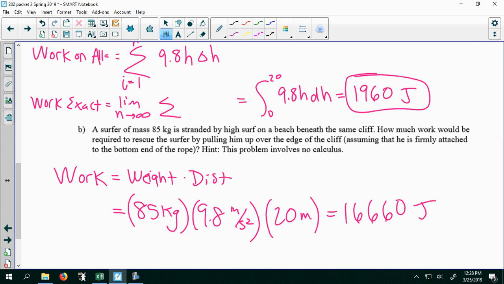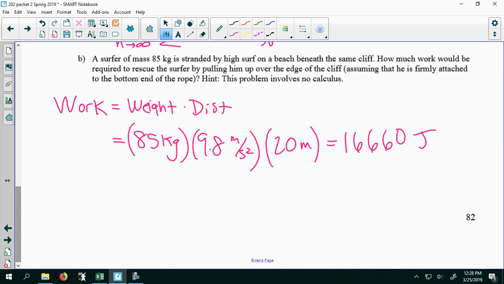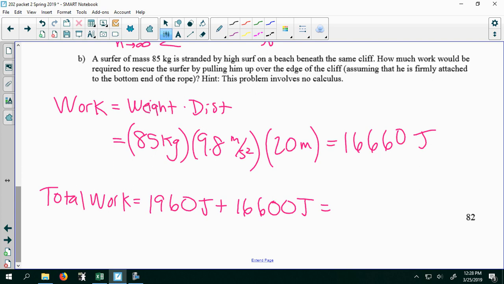And then we have to add that to the work you do to pull up the rope. Okay, so final total is 1960 joules plus 16,660 joules, which is 18,620 joules.